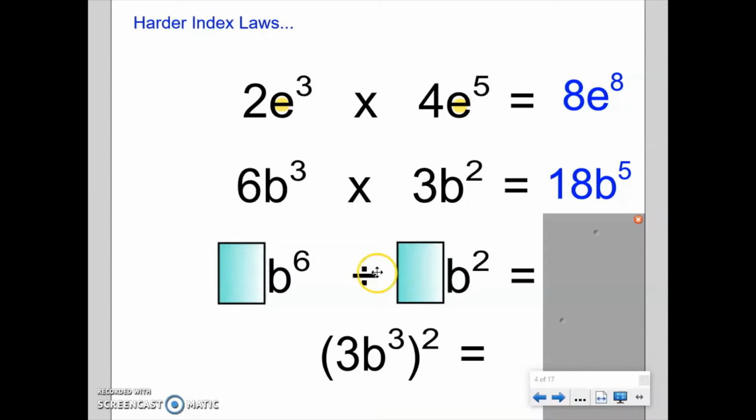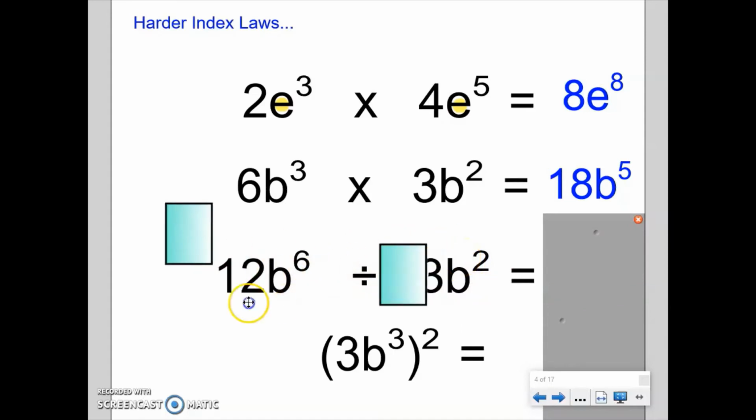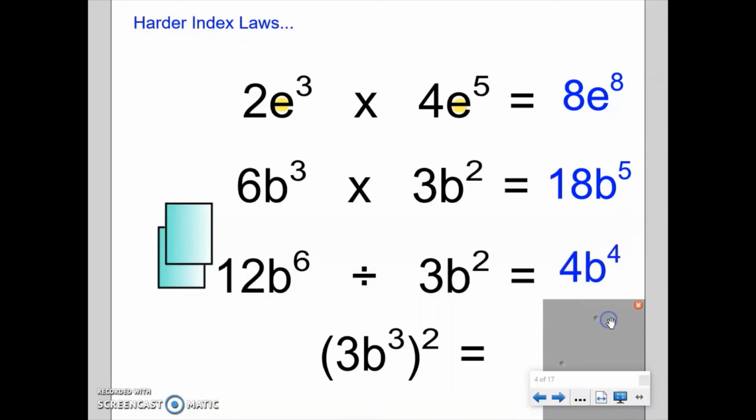b to the power of 6 divided by b to the power of 2. Because it's a division question, I'm going to go ahead and subtract the indices. It's going to leave me with b to the power of 4. So my final simplification here would be 4b to the power of 4.